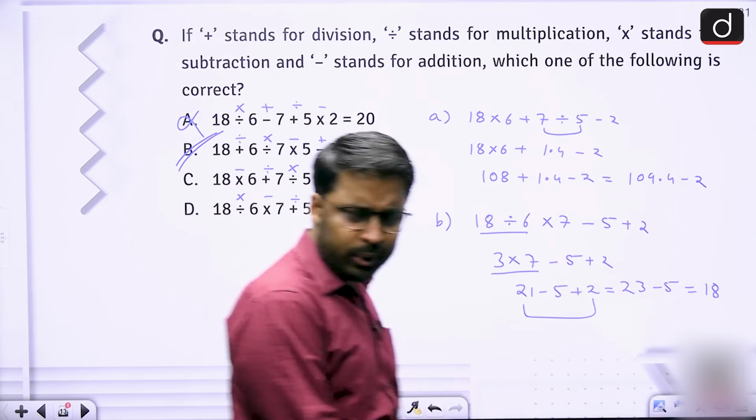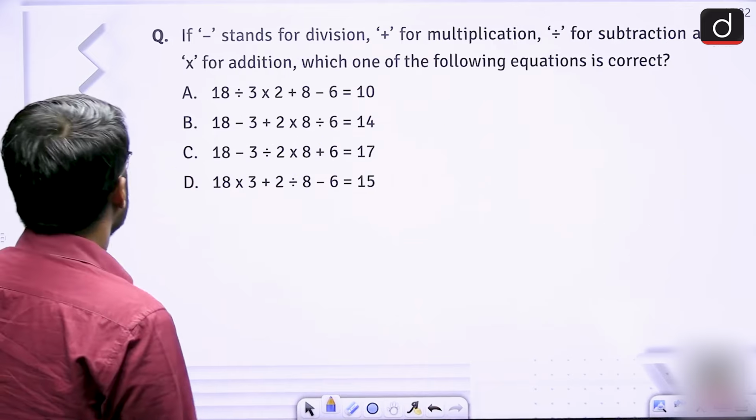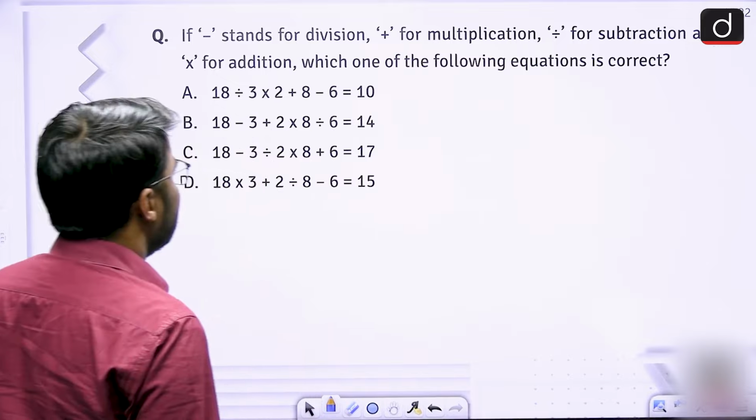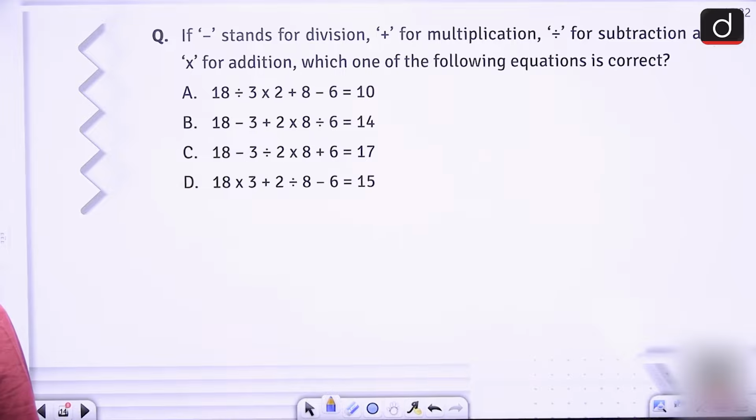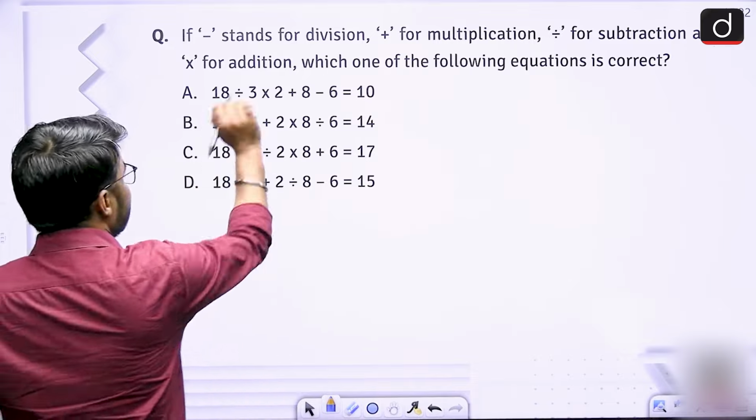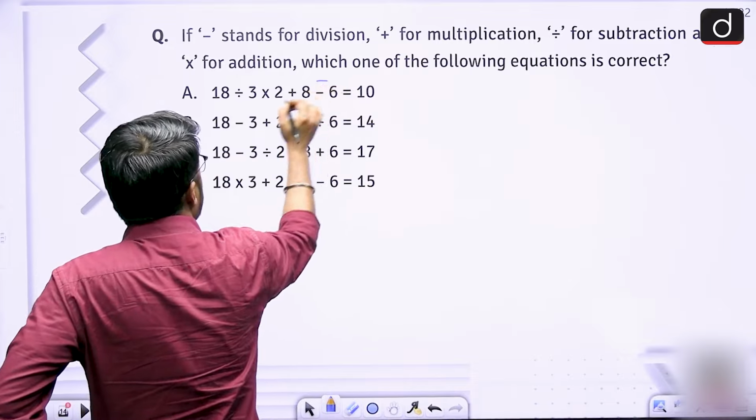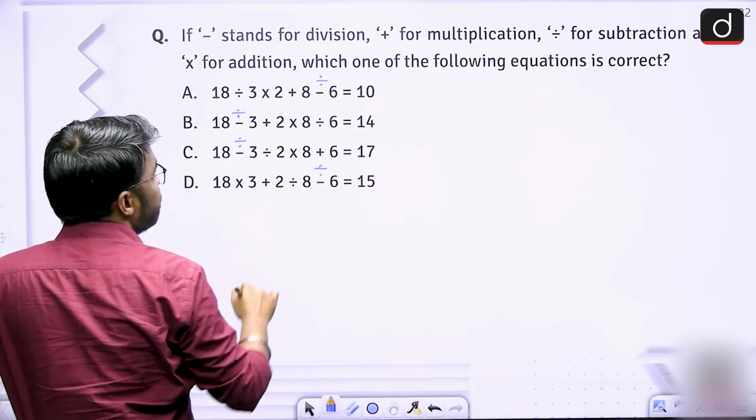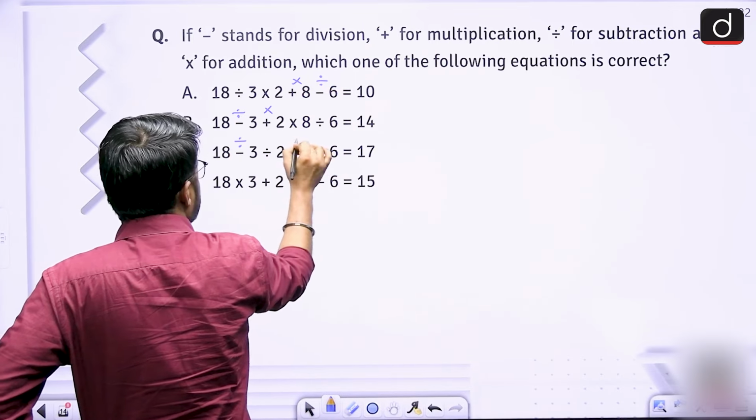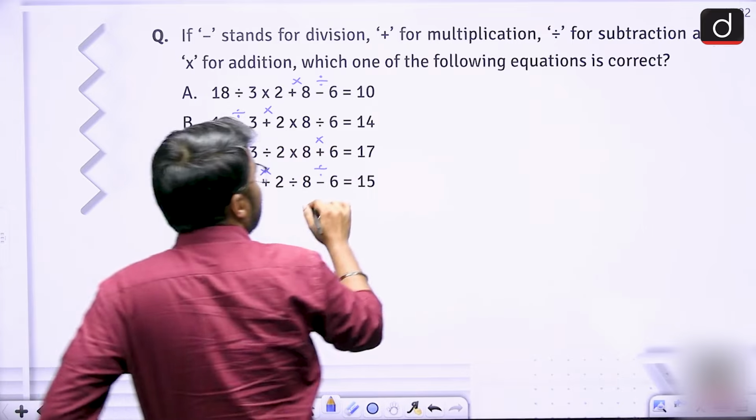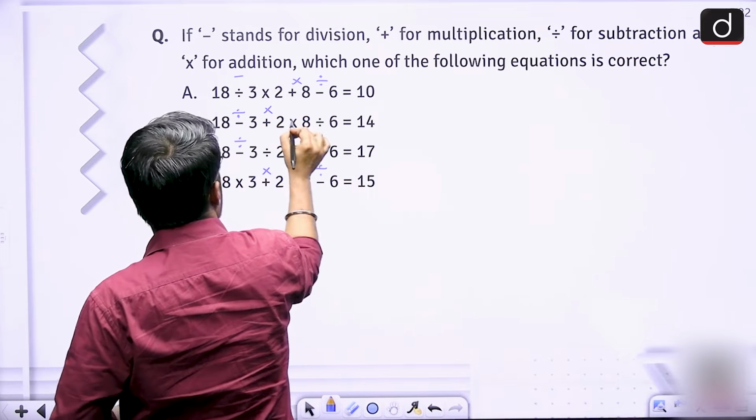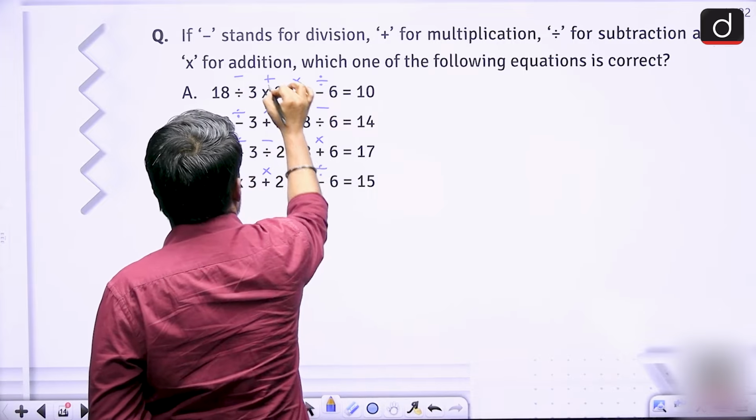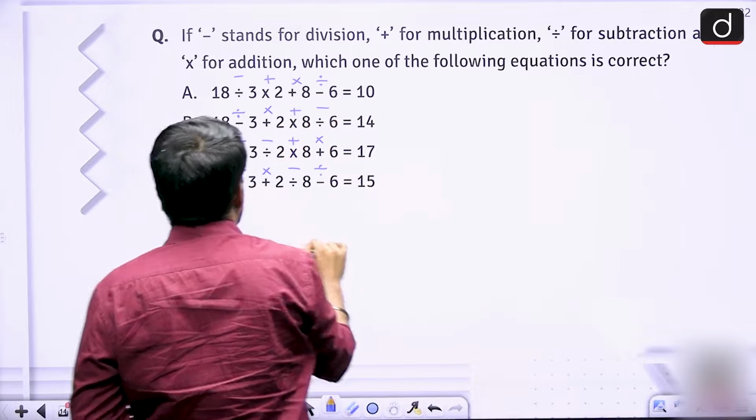Alright, let's try one more question. Now see, in this question, if minus stands for divide, plus stands for multiply, divide stands for subtraction, and multiply stands for addition, then which of the following equations is correct? See, first I am going to replace these codes. Wherever I have a minus symbol, I will replace it with divide. Then it says plus stands for multiply, so wherever we have a plus sign, we will replace it with multiply. Then divide stands for subtraction, so wherever we have divide, we will replace it with subtract. And multiply stands for addition, so wherever we have multiply, we will replace it with addition.